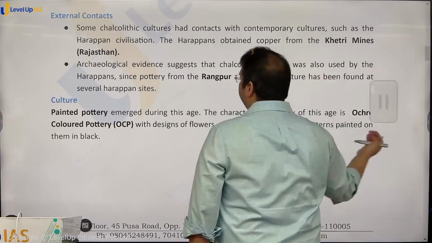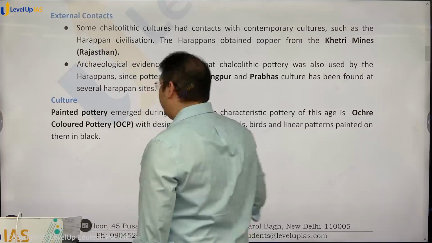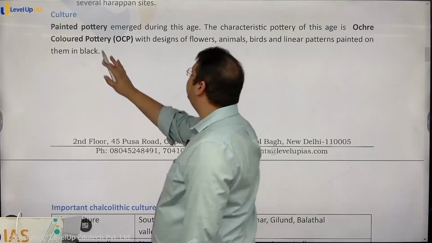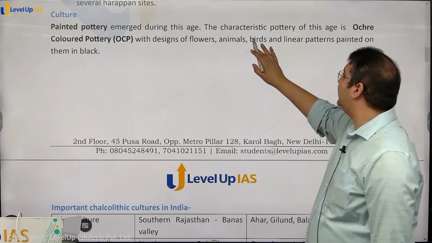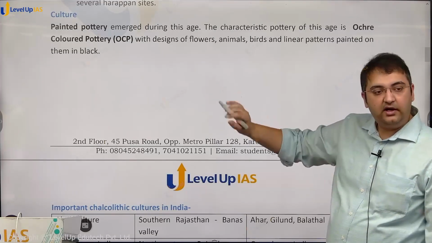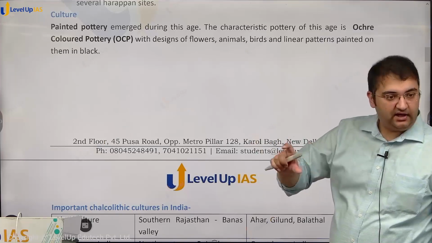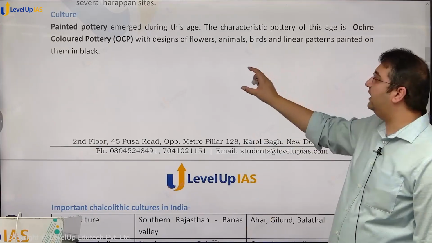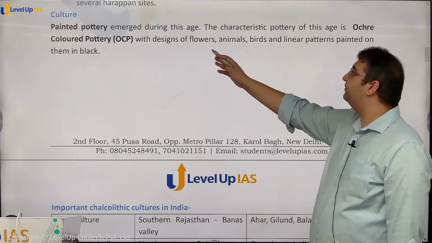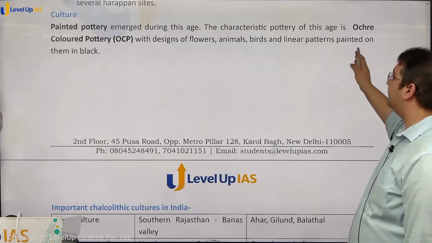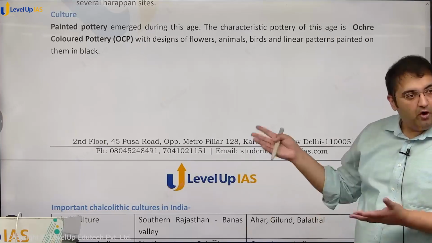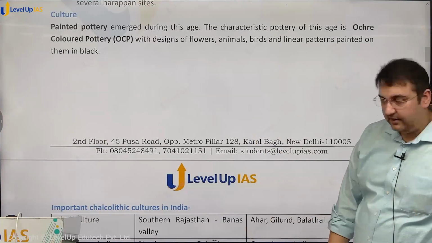Now, when it comes to their cultural activities, what were the major activities? Painting of pottery. So painted pottery emerged during this period. The characteristic pottery of this age is known as ochre colored pottery, right? Ochre is a shade of red, जिसको गेरुआ रंग बोलते हैं, right? So ochre colored pottery emerged during this period and was painted with designs of things such as flowers, animals, birds, linear patterns painted on them in black, etc. Okay? So the base color of the pot was ochre and the painting was done in black color.